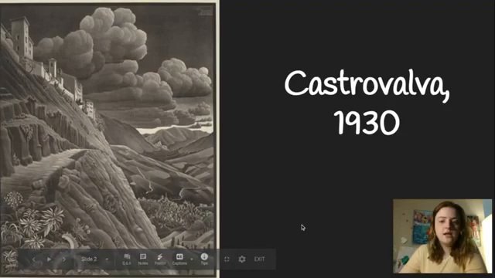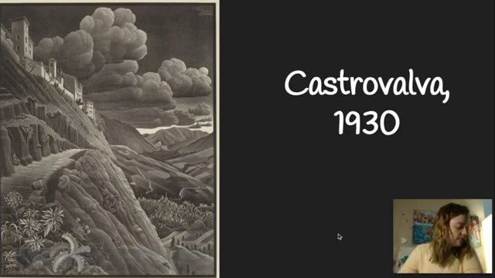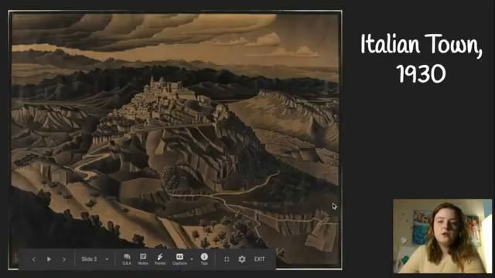So these are some of his works. The first couple are more landscape-based because he traveled around Italy, and that's actually where he met his wife, Jetta. They were married in 1924, and they lived in Rome in 1935. So these are some Italian town landscapes that he created back then.